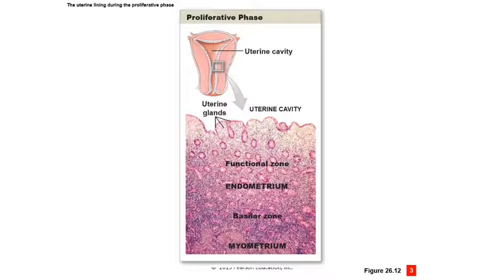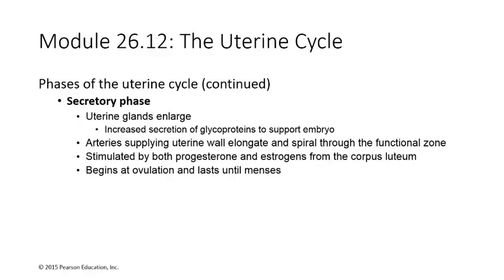So again, we see this outer layer, the functional zone, which is what is being rebuilt during the proliferative phase. So it's going to get thicker and thicker. Then once the uterus has built back up, proliferated, then it will go into a secretory phase. The secretory phase will begin after ovulation, and this is where those uterine glands are going to enlarge. They're going to make more of those glycoproteins to help support the embryo. The arteries are going to elongate, and those spiral arteries will really begin to expand. This will be stimulated by progesterone and estrogens that are being released from the corpus luteum.